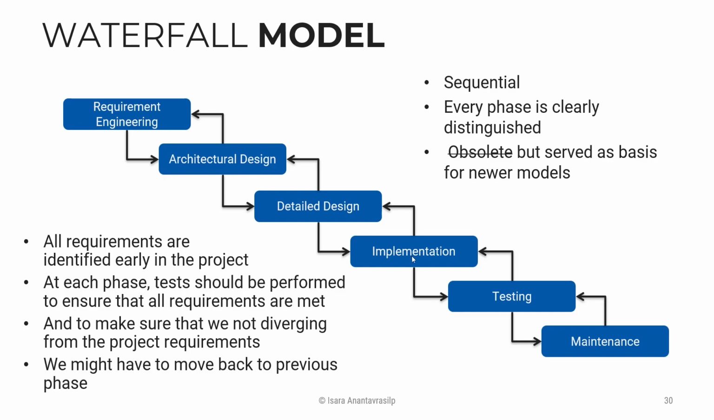And once you implement, you do the checking again to make sure that whatever you do doesn't diverge from what you plan to do. And if it does, maybe you see some bugs, you miss some features, or this feature doesn't perform as it should, then you move on to the previous step, the detailed design.